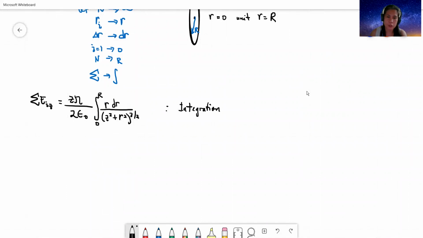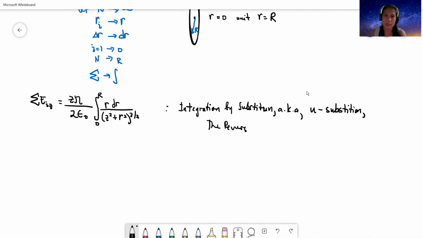Integration by substitution. What's another term for this method, if you recall? So integration by substitution, it's also known as the U substitution, because a certain function, papalitan mo ng function U. So it's also called U substitution. And then it's also called as the reverse chain rule. Ayan. They all mean the same thing. The reverse chain rule. Ayan.